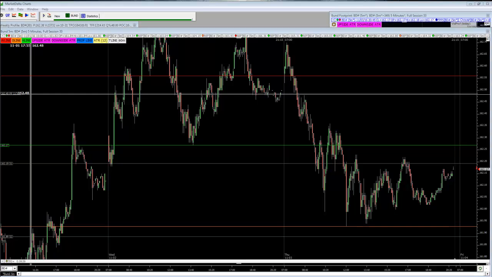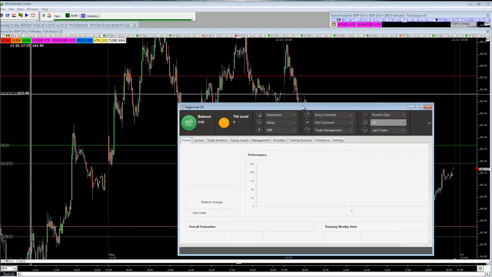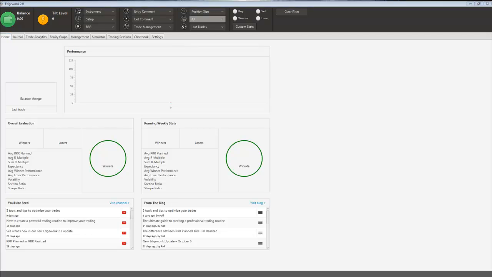I'm sure everybody knows that. And Edgewonk's pretty good. I haven't moved to 2.0 yet. Probably should have done, but I haven't. So I'm still using the old one, but if you've got 2.0, I would strongly advocate using it. I think this is a fantastic tool. I really do. I'll bring it on the screen now for those that have never seen anything like this.